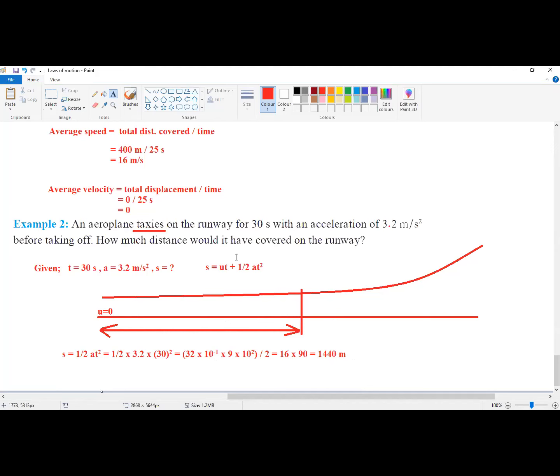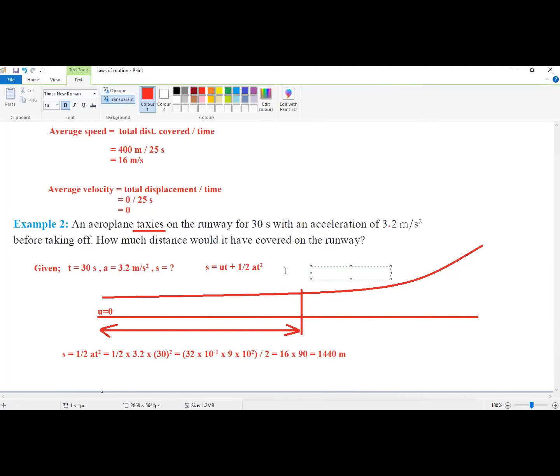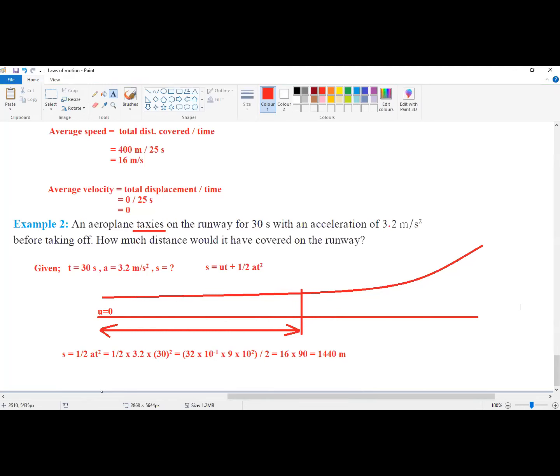That's it. For now we'll stop here. Try to understand the solved examples, and during the next session we will start with Newton's laws of motion, which are again going to be very easy and very interesting. We'll meet tomorrow. Till then, goodbye and take care.